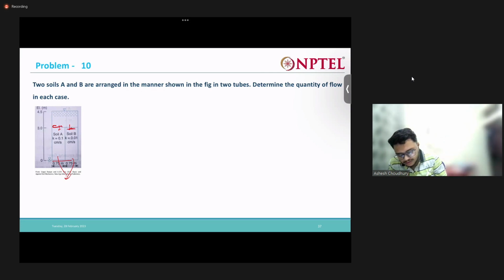So what is my K equivalent? K1 H1 plus K2 H2 by H. So 0.1 into 3 plus 0.01 into 3.